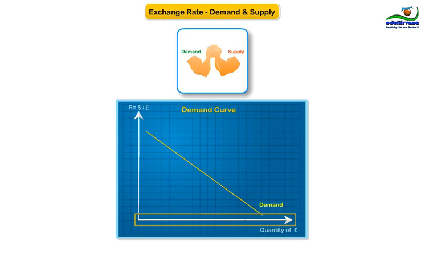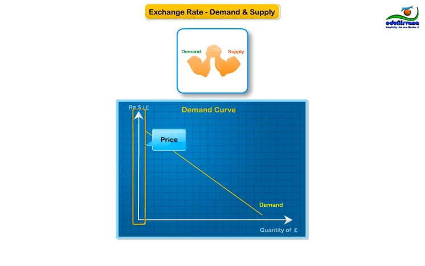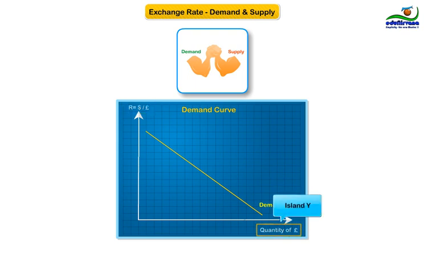Let us try to depict the exchange rate on two axes. Axis X is the quantity of one currency, say pound, and the axis Y represents the rate, that is, price, at which this currency can be exchanged with another currency, say dollar. The above curve shows the demand curve for pounds for island Y.